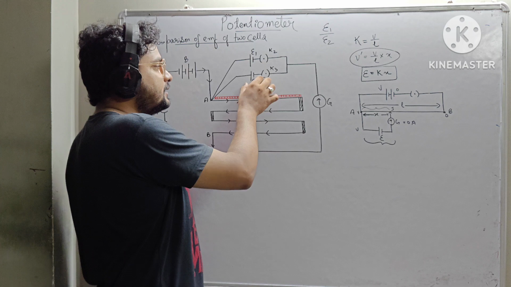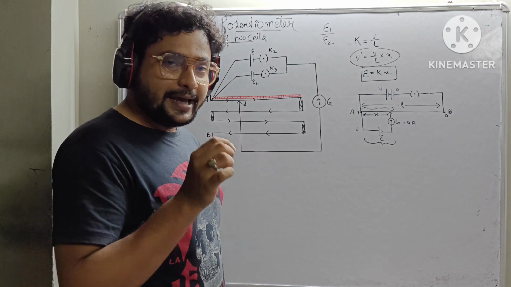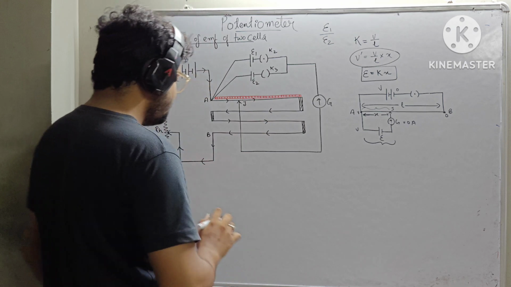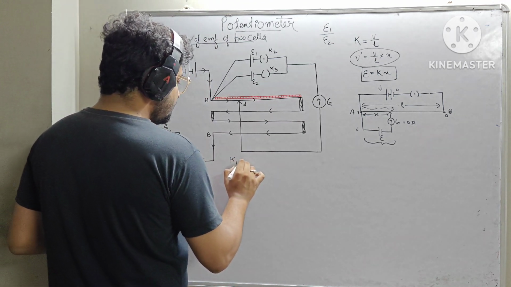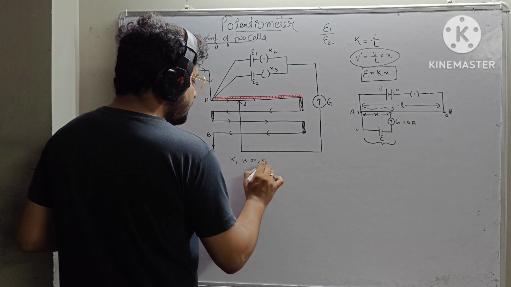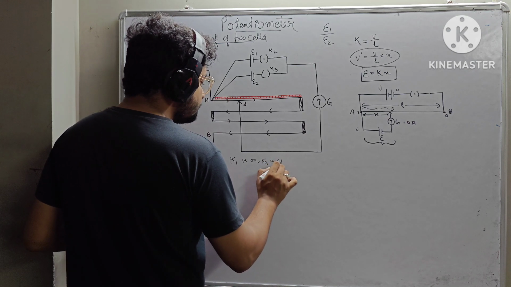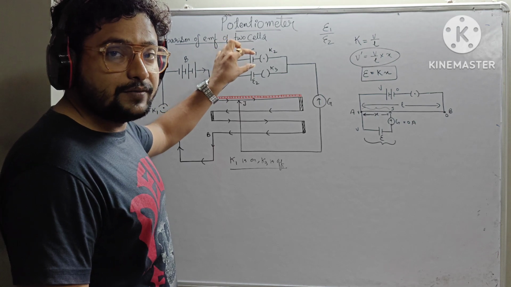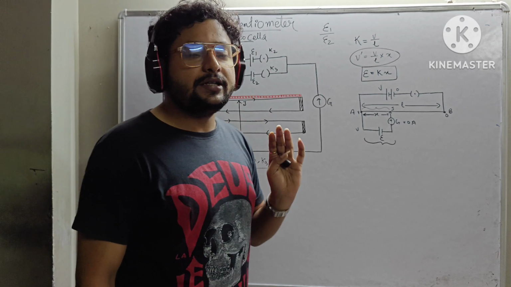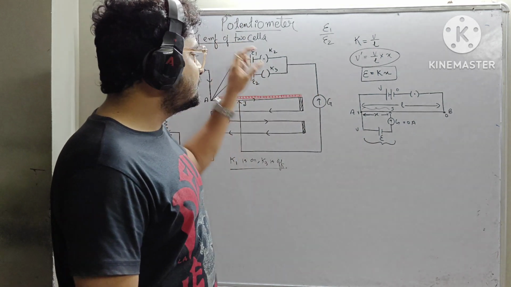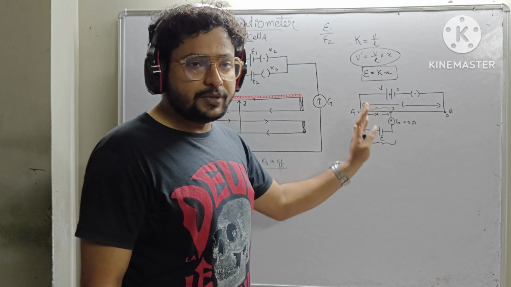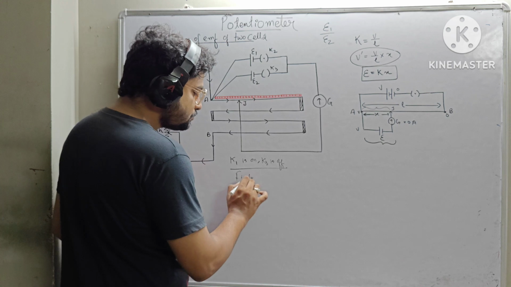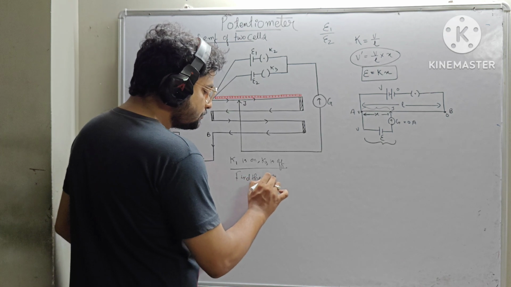So 2 different cells are there connected with 2 different keys. At first, I will keep the key K3 off. So K1 is on and K3 is off. So only a cell with EMF E1 is included in the circuit. If there is one cell, the circuit becomes like this, the simple one. Now our task is to find out the null point.